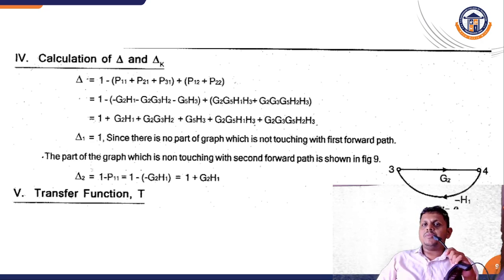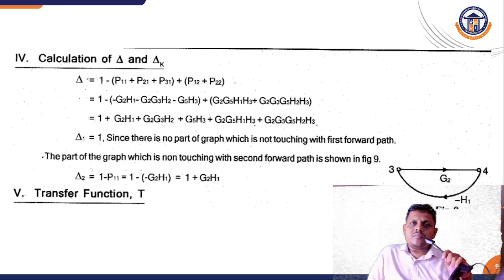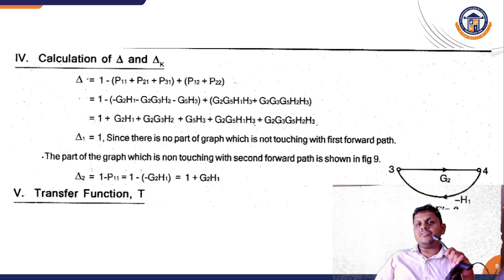Why is it 1? Since there is no part of the graph that is non-touching with the first forward path. The part of the graph which is non-touching with the second forward path is shown in the figure, that is the loop of nodes 3 and 4. So there is one non-touching loop with the second forward path. So we calculate delta 2 equal to 1 minus P11, that is 1 plus G2 into H1.